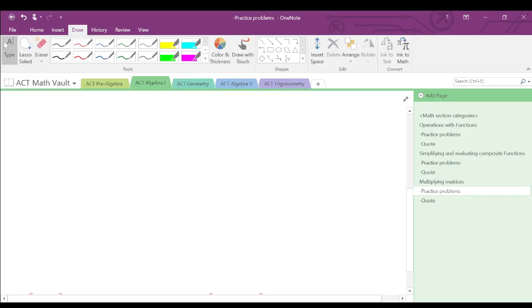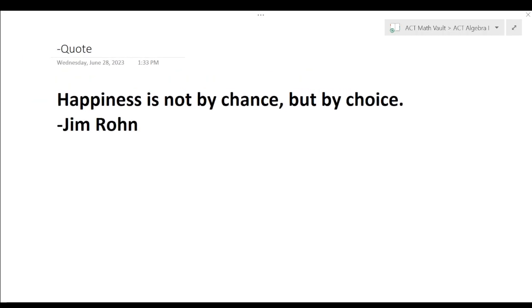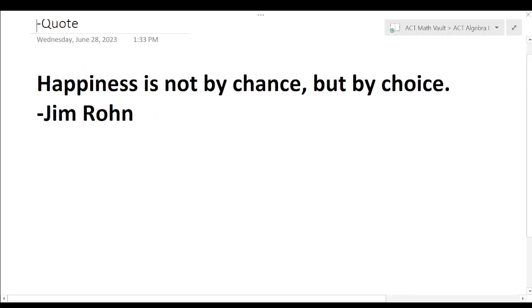Let us talk about our quote. Happiness is not by chance, but by choice. This is the way I live my life. I try really hard, and I think it's a really great daily reminder for all of us.